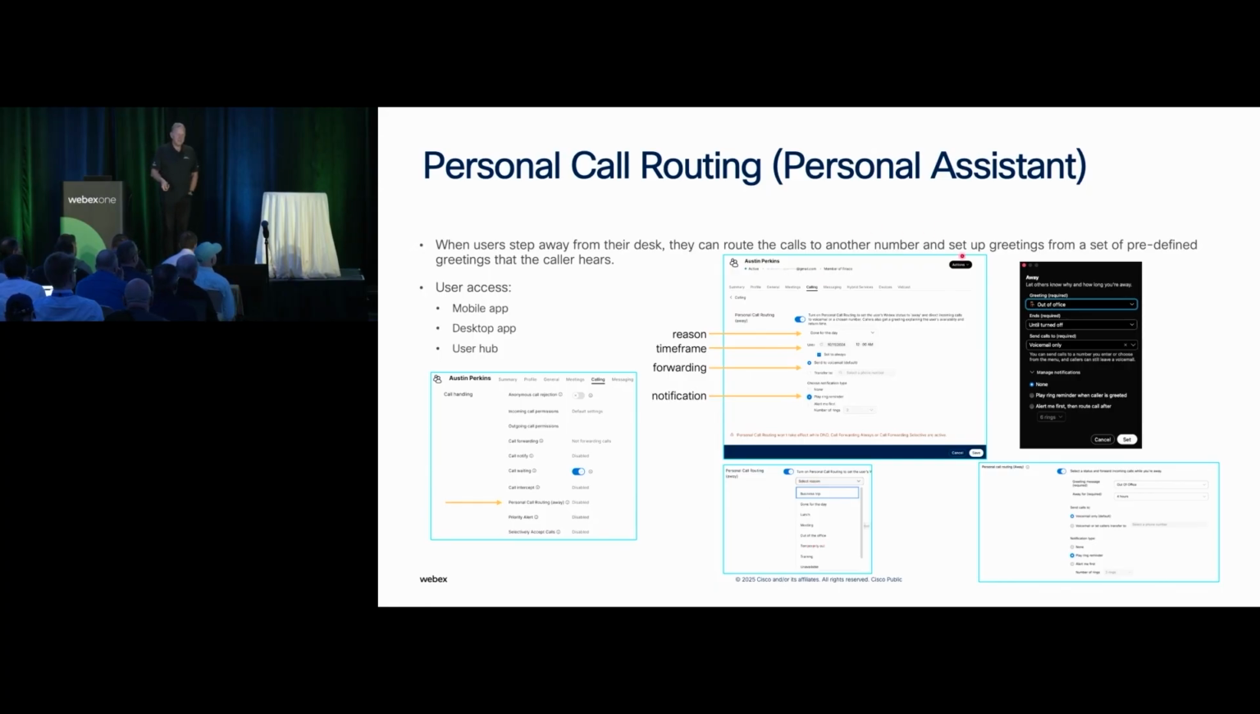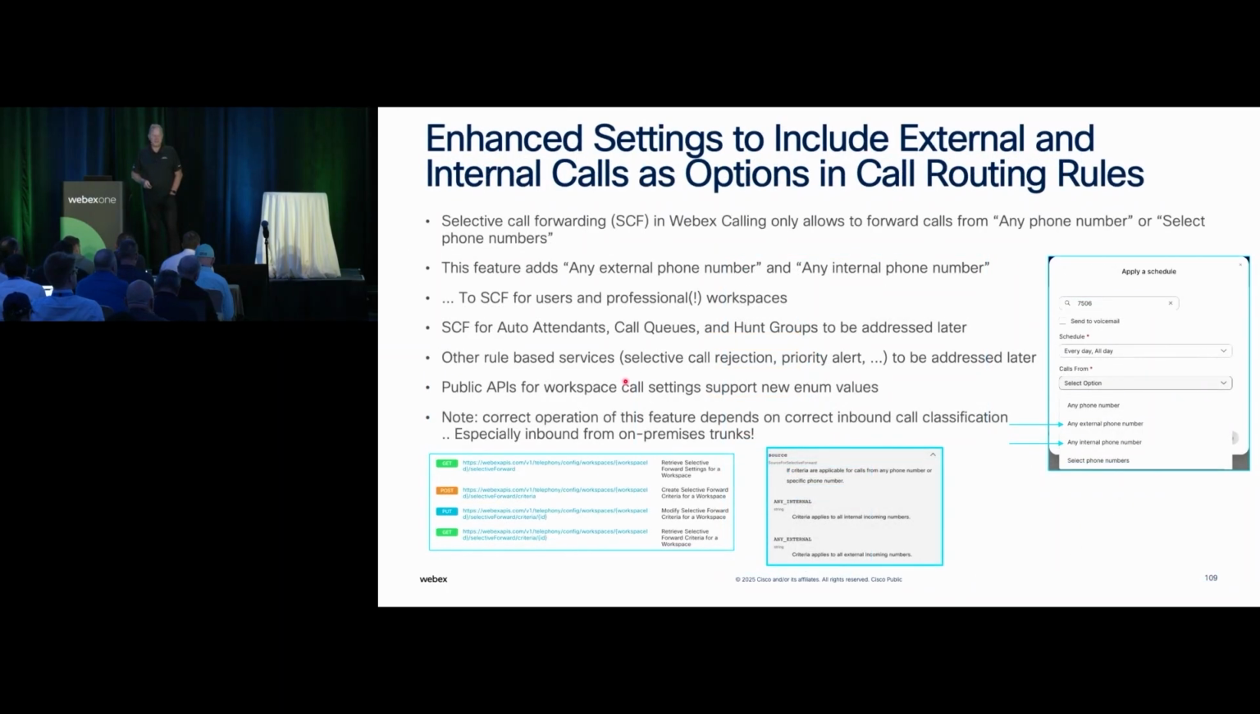And then the personal call routing can be enabled. Then you can define a time frame and one of the reasons, okay? And this then leads to the following experience. An inbound caller will hear an announcement why you're not available, and then the call gets rerouted to the destination that you defined. And that's also supported in the APIs, of course. And we also support the option to differentiate between external and internal calls in call routing rules.